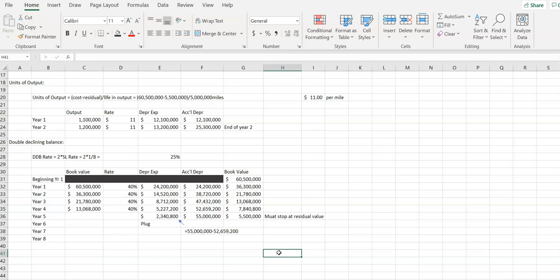Okay? So double declining is a little bit different. And then you're not going to have anything in years 6, 7, and 8. You're just going to stop.